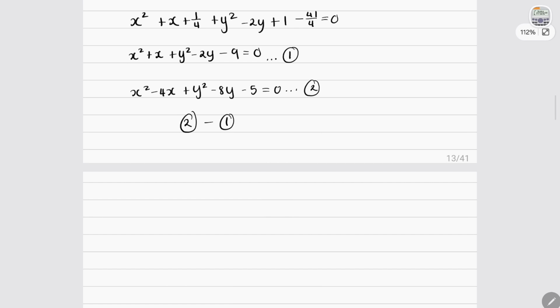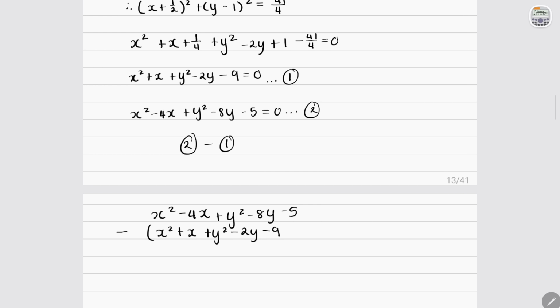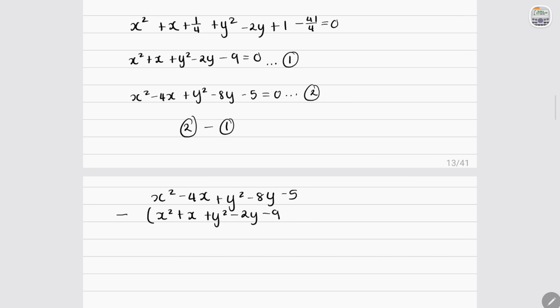So I'm going to take it as if it's just a normal sum that we're taking, because I don't want it to get complicated. There's a lot of things that we're working with here. I can simply just say x squared minus 4x plus y squared minus 8y minus 5, and say we are subtracting by this. Okay, so this is x squared plus x plus y squared minus 2y minus 9, and then of course is equal to 0, but it's just this part we're working with. So it's really just that left-hand side minus the left-hand side, right-hand side minus the right-hand side. Okay, so here is equal to 0 is equal to 0.